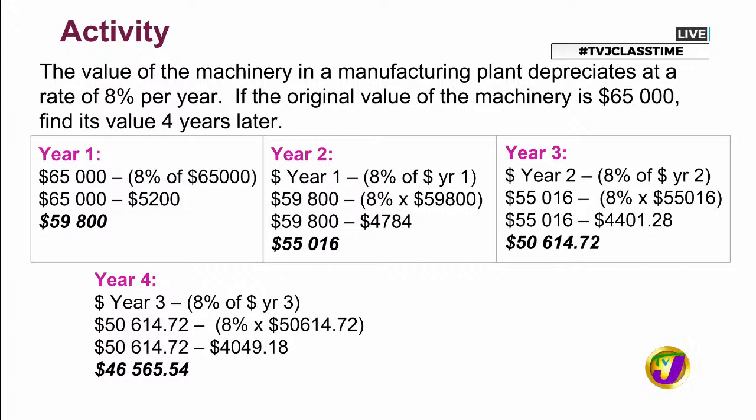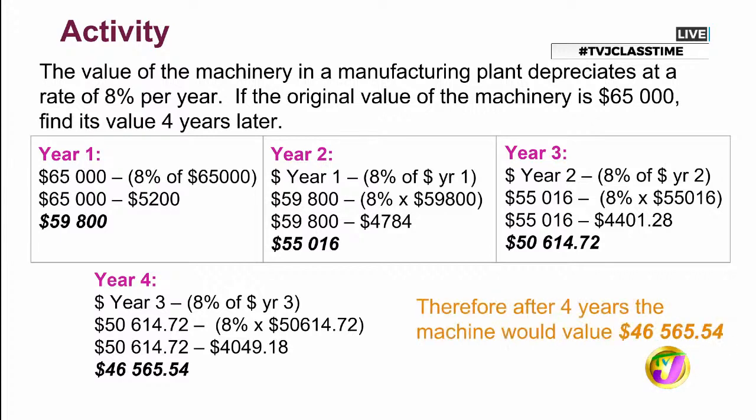All right, cool. So we're going to use the formula that we derived, and we want to find out, or see, prove, if you will, that the answer will be $46,565.54. 54 cents. All right.